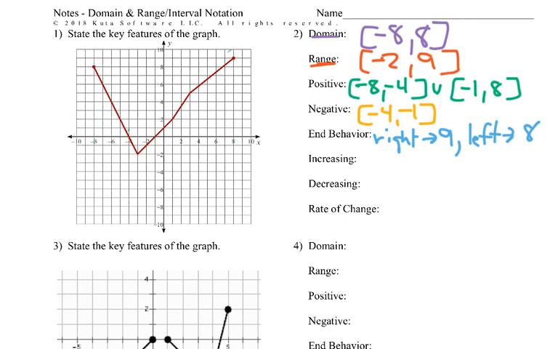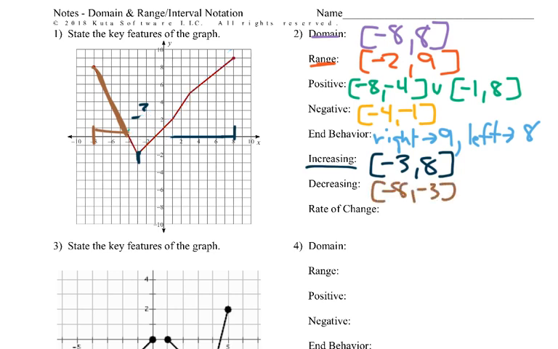Now, increasing or decreasing. Increasing is where it's going up as we look left to right. So it'd be that section right there, from the x value of -3 to the x value of 8. Decreasing is simply where it's going down. So it's decreasing at this section, from -8 to -3.